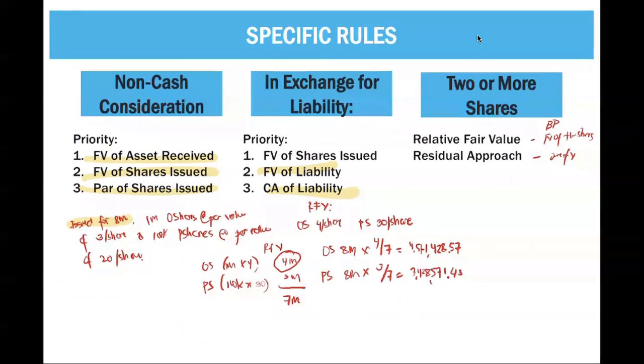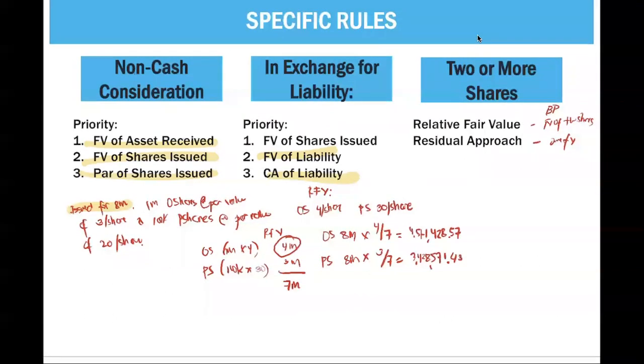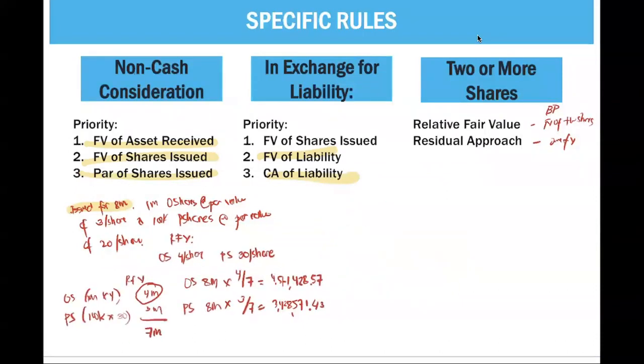Okay. So after we compute the value of our OS and our PS, we are now ready to make our journal entry. To make our journal entry, we get first the value, cash of 8 million. And then we have here ordinary share capital and then preference share capital. Then we have your share premium, ordinary share, and share premium, preference share. Okay. So how much is the total allocated to OS?